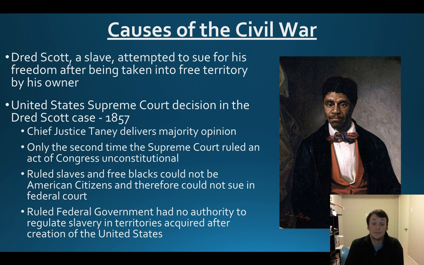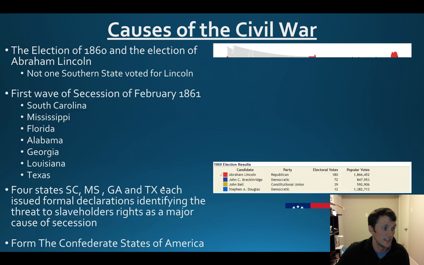And basically, it causes a whole lot of tension when it comes out and says that if there are no free states, or no such thing as free states, then basically you can have slaves anywhere, right? And that's not something that the North likes to hear, right?